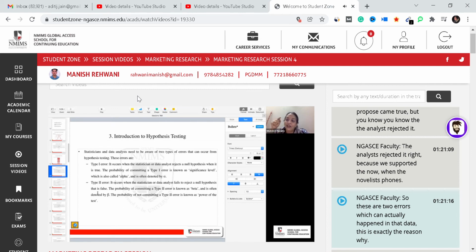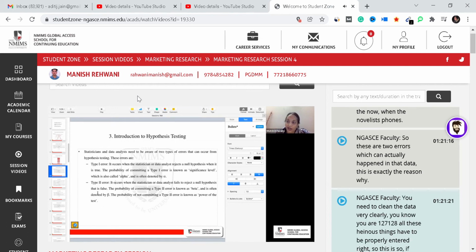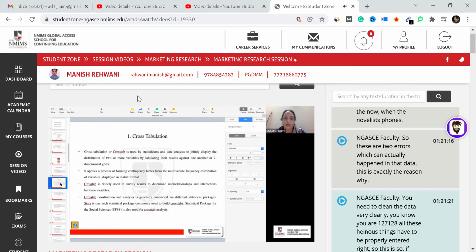This is exactly the reason why you need to clean the data very clearly. Your 1 to 7, 1 to 8, all these kinds of things have to be properly entered, right? So there generally is always this question: what is type 1 error? What is type 2 error? So this is what type 1 and type 2 are.